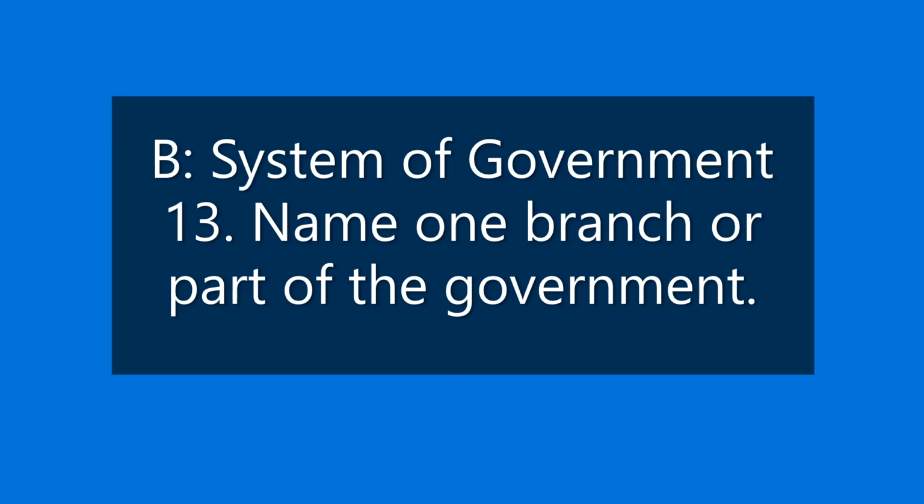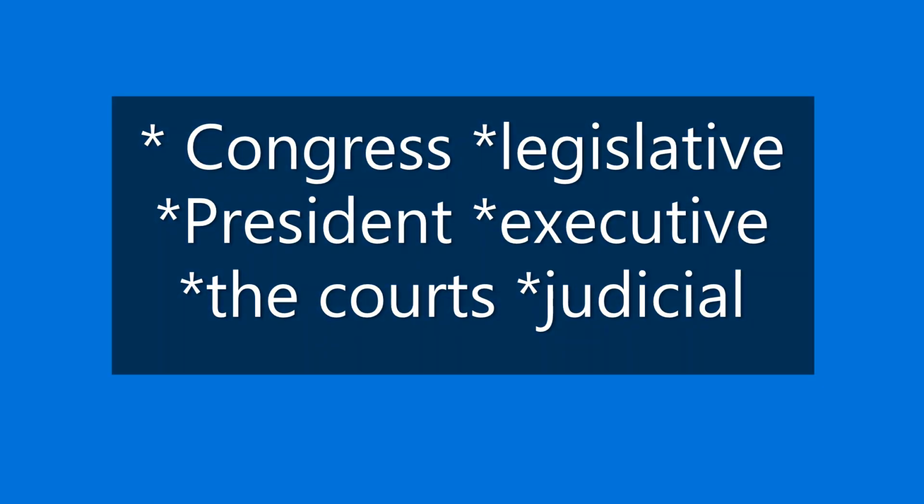Let's continue with Section B, System of Government. Question number 13. Name one branch or part of the government. The answer: you can pick one out of those 6 examples, so you should say, Congress is a branch of the government.